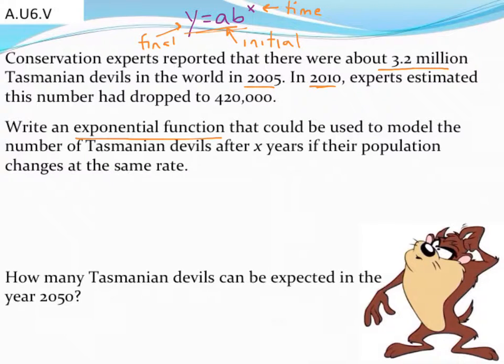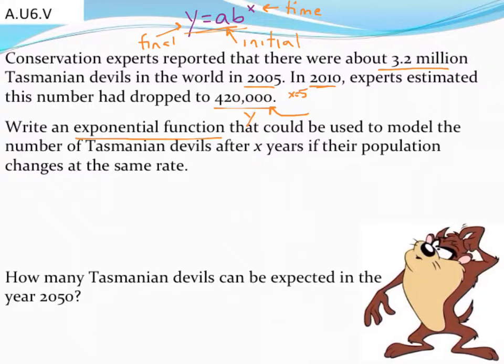5 years later, so I'm going to note that x is 5 in this case. They don't tell me that outright, but obviously doing some simple math, I know that 5 years have passed. They tell me my population later on, then this y value is the 420,000. So I can see that my population is declining. So I should get a growth rate, not a growth rate that's negative, but a growth rate that's less than 1, meaning I have a decay function.